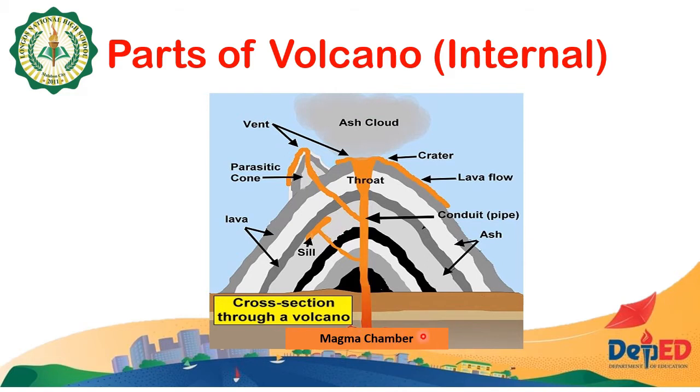This is the magma chamber. The throat is the entrance of the volcano, the part of the conduit that ejects lava and volcanic ash. The ash is the fragments of lava or rocks smaller than 2 mm in size that are blasted into the air by a volcanic explosion. The ash cloud is a cloud of ash formed by volcanic explosions.